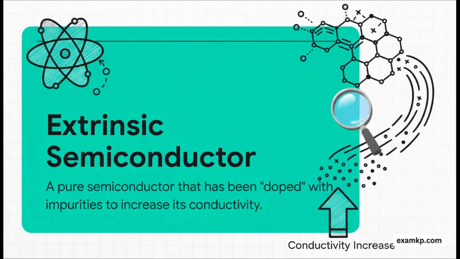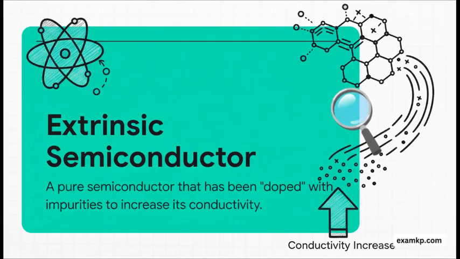The thing is, an intrinsic semiconductor doesn't actually conduct electricity very well by itself. To make it really useful, we have to do something called doping. Now, doping is just a technical word for deliberately adding a tiny, carefully measured amount of an impurity.